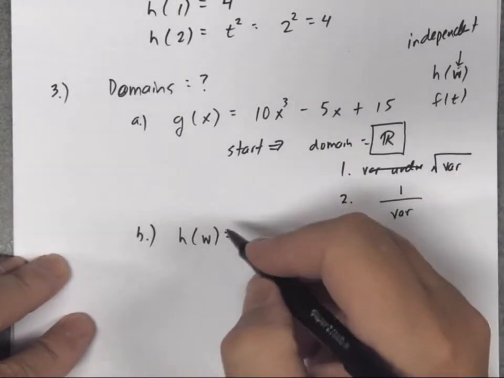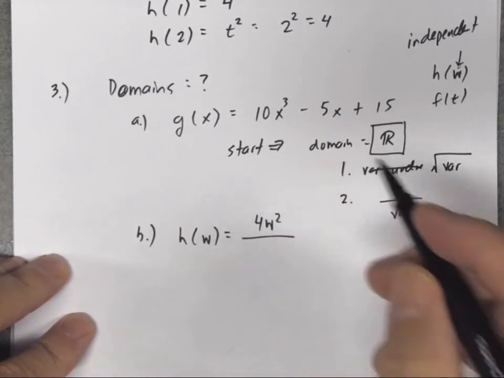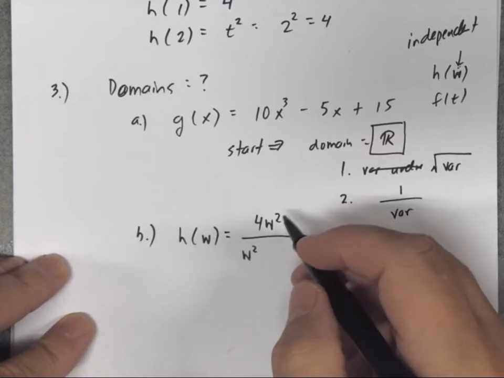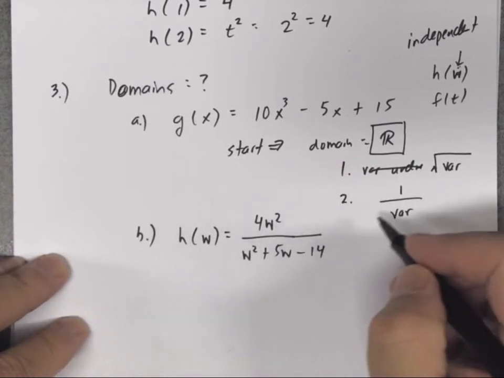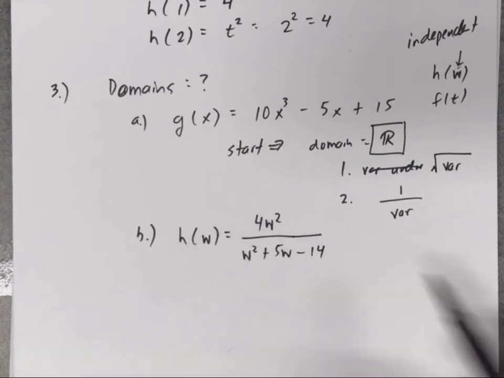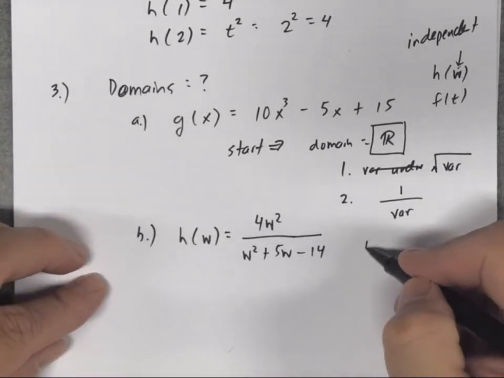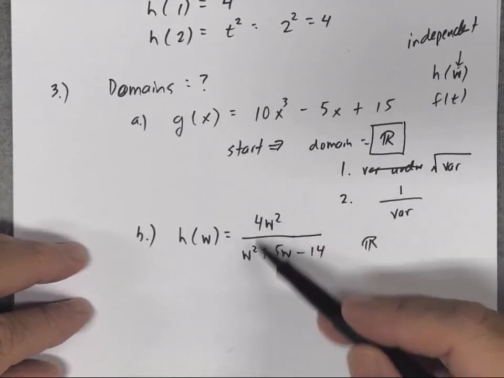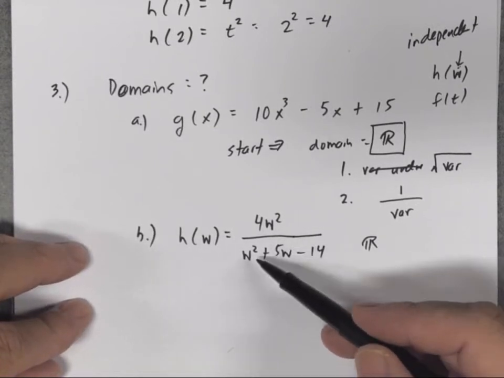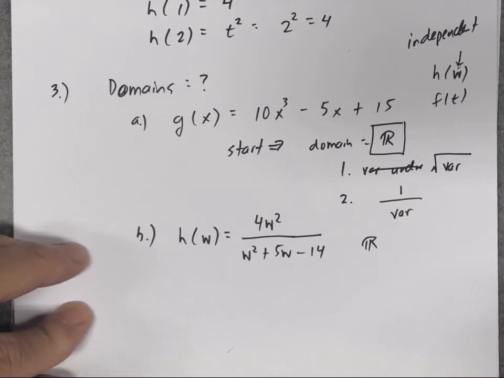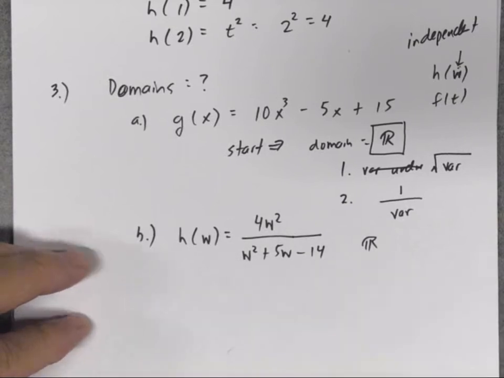H of w equals 4w squared over w squared plus 5w minus 14. So in this case now the domain, my independent variable is w. So I'm looking for the domain of w, which basically says what numbers can w be, or maybe what numbers can w not be, to think about the other way around. I'm going to assume all real numbers to start with, and then I look, do I have any variables under a square root? There's no square roots. I also say, are there any variables in the denominator of a fraction? Yes, there is. So my domain is going to be affected by having variables in the denominator.